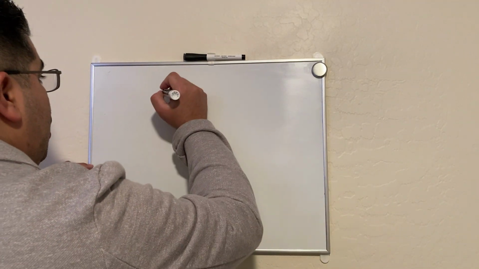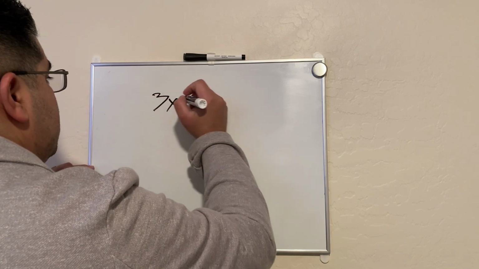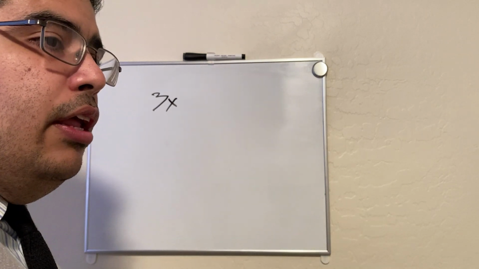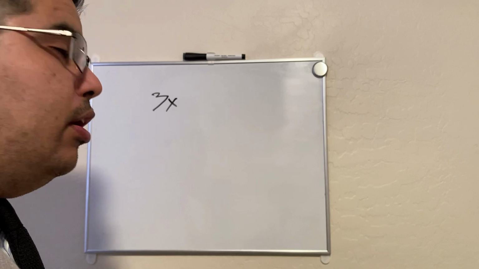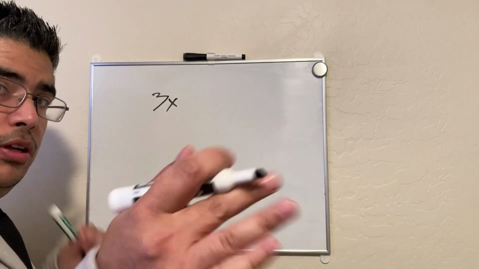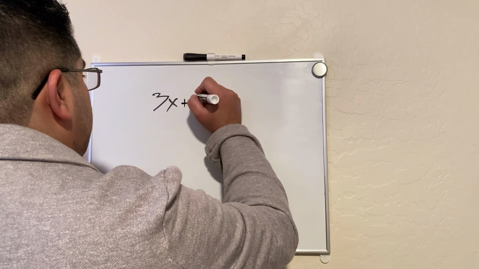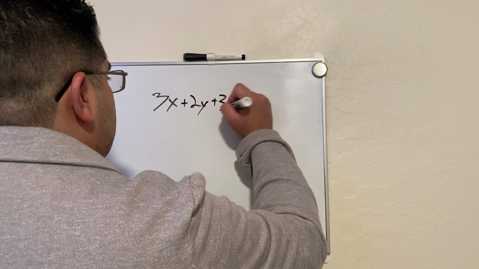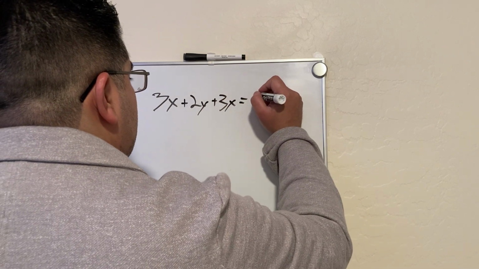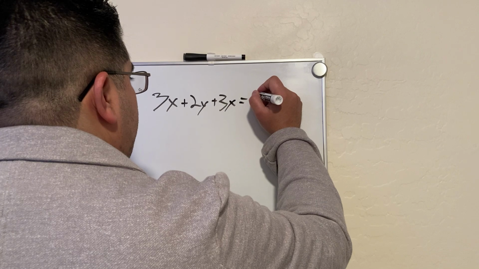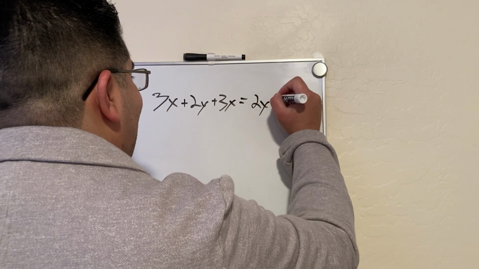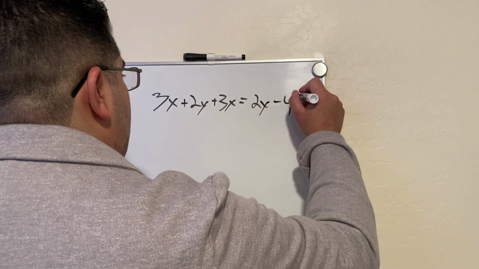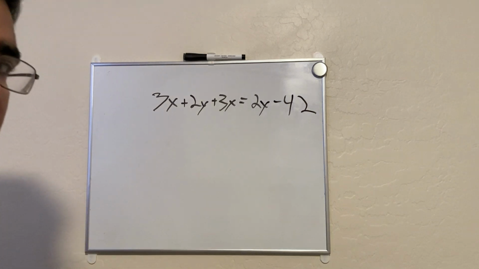Let's do 3x. In this case, I'm going to actually add in another variable. We're going to be combining like terms, but we're going to combine with something else. We're going to say plus 2y plus 3x equals, let's go with 2y minus 42. All right. I came up with that in my head.